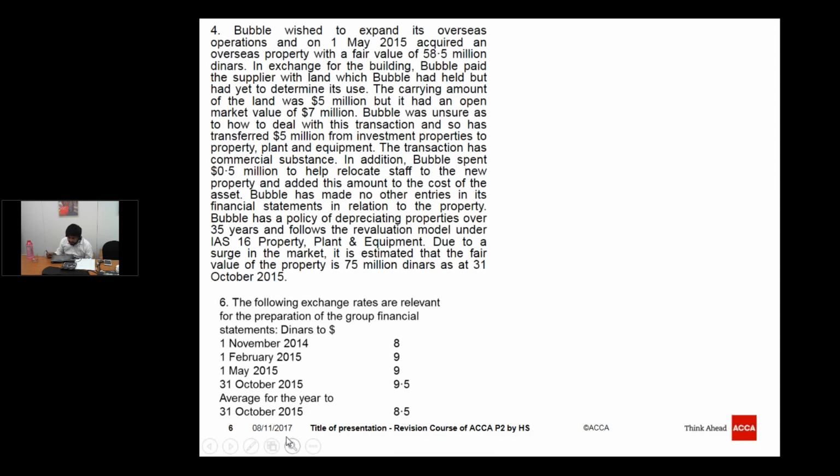Let's move on to the next slide. I'm giving you a similar type of adjustments. I'm giving you just 1 minute to please solve this part of the question. It is also relating to IAS 21 foreign currency. Please solve this.